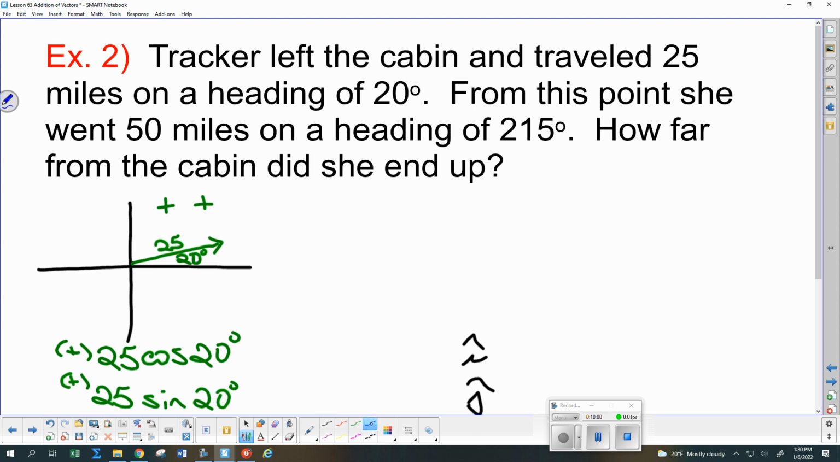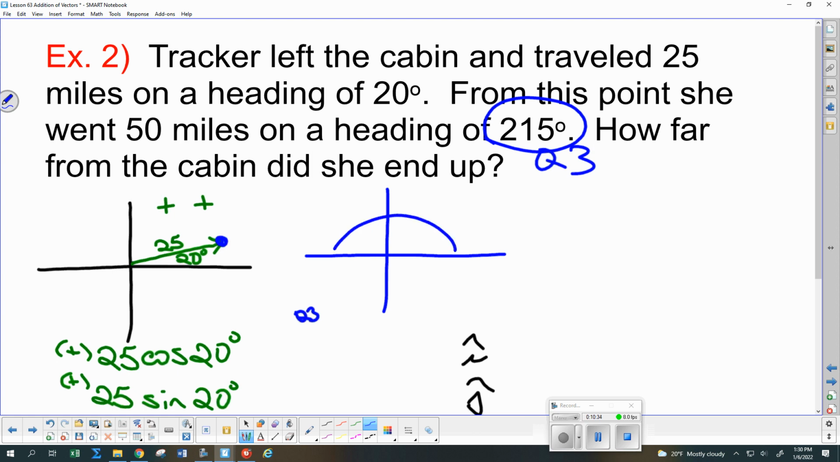Okay, from that point, she's going to turn and go a different direction. From that point, she's now going to go 50 miles, so even farther, but at 215 degrees. Quadrants 1, 2, 3, or 4? Hold up your fingers, 215. Where will we be? Seeing fingers up for 3, we will indeed be down here in Q3 for this one. 180 degrees would have taken us around to here. We need to go about 35 degrees past that and about twice as far.